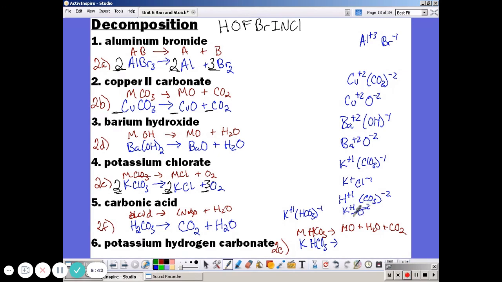plus H2O plus CO2. So to balance it, I would want to start with my potassium. 1K, 2Ks, I'd multiply by 2. That gives me 2 carbons, so I'd come over here and multiply by 2. That gives me 2 hydrogens, 2 hydrogens. 6 oxygens, 1 plus 1 plus 4 is 6 oxygens, and it's balanced.